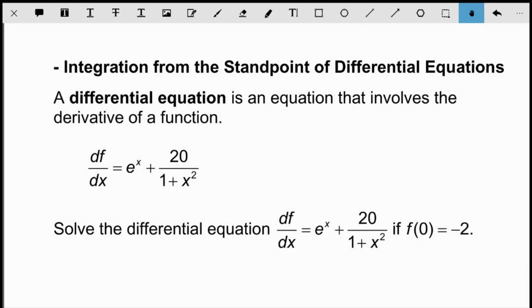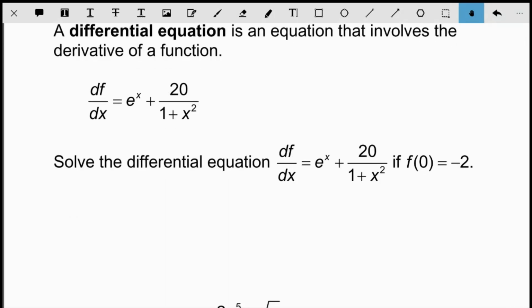Okay, so when we solve these problems, sometimes they're going to be presented as differential equations. Differential equations are just equations with differentials in them. We've talked a little bit about that before. But when you see these differential equations, for now, I just want you to think of them as functions you're going to take the antiderivative of. So for example here, we have df dx is e to the x plus 20 over 1 plus x squared. And it says if f of 0 is equal to negative 2, so we want to solve it.